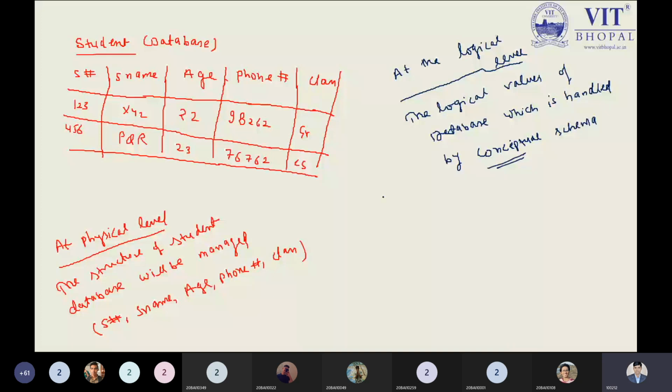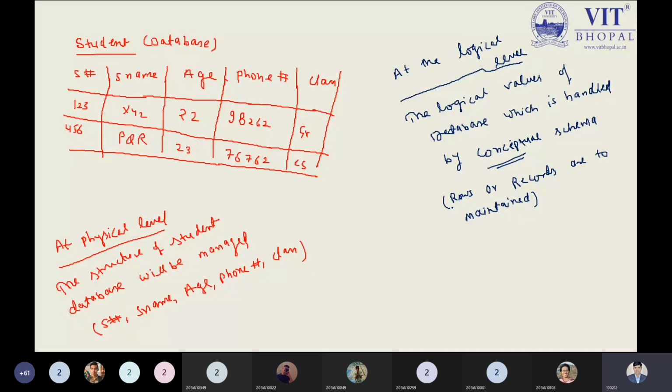So at either logical level, the rows or records are to be maintained. That is a point you people are required to understand. Okay. First, tell me right now the logical level and physical level. We are discussing the physical schema and conceptual schema. Is it clear to all right now?